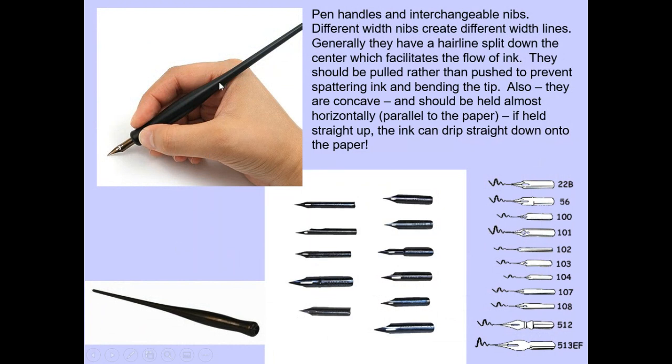thicknesses of line. So the hand position here that you see on the left is the correct way of holding the pen. You dip it, you obviously don't need to dip in the handle itself, we're just dipping the nib, and then you're pulling the pen in the direction of your dominant hand. So if you're right-handed, you would start on the left and pull to your right. If you're left-handed, you would start on the right and pull to the left.